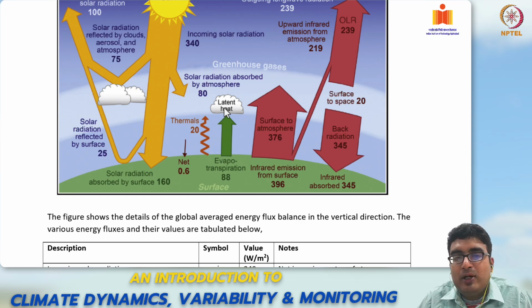The one thing that we also spoke about is that there is an unbalanced flux of 0.6 watt per meter square, that is the difference between the incoming flux and the outgoing flux, and represents the heating caused by the current greenhouse gas emissions by human beings, which is leading to the slow heating of the Earth's surface.